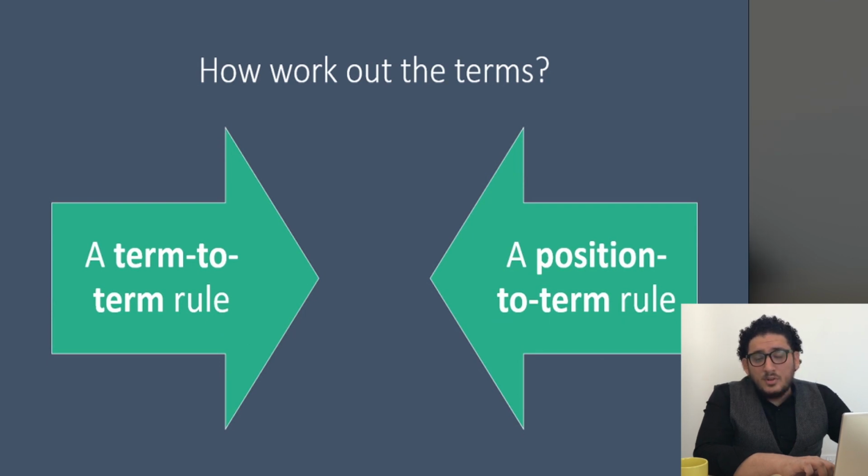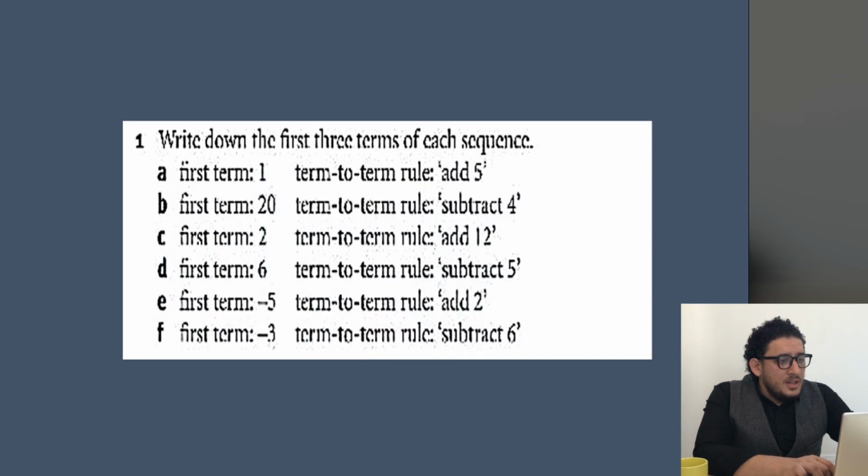Most of us know about the term-to-term rule. It means how to generate a term from the previous one. What about the position-to-term rule? The word position itself means the order of the term. The new topic we will study is about the position-to-term rule. But let's take one exercise about the term-to-term rule. Write down the first three terms of each sequence.